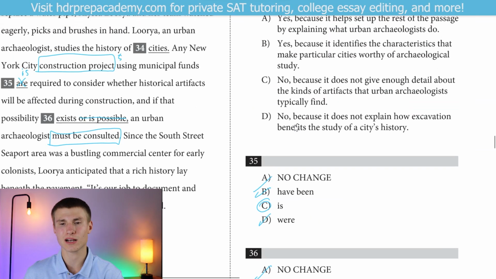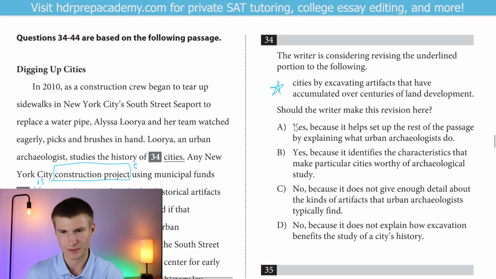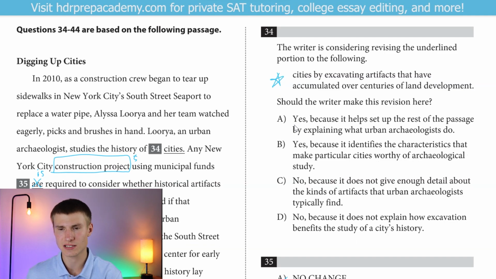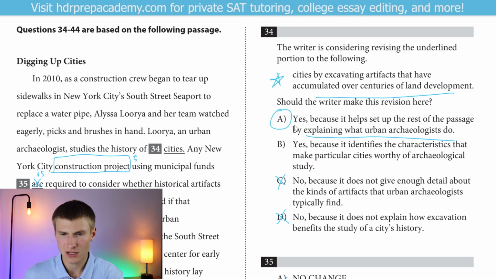Now, like I said, we can go back up here now. We can answer question 34, right? So as we can see, ultimately what's happening is they're excavating these artifacts that have accumulated over centuries of land development. We talk about them going underneath the road in order to cultivate these artifacts. So obviously we can see that we want to add this. Why? Well, that's because it's setting up the rest of the passage, which is explaining what urban archaeologists do, right? This whole passage is really about what they do, so we want to make sure we explain that initially so that our readers aren't confused as they read on. So our answer there would be A.